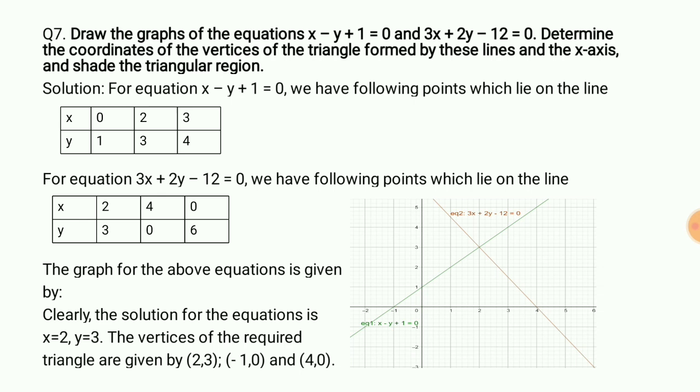The vertices of the required triangle are given by, just see the points. First point will be 2, 3 where the lines are intersecting. Then on x-axis, the green line you can see is meeting at -1, 0, and the red line is meeting the x-axis at 4, 0. So we can say that the vertices of the triangle formed will be 2, 3, -1, 0 and 4, 0.